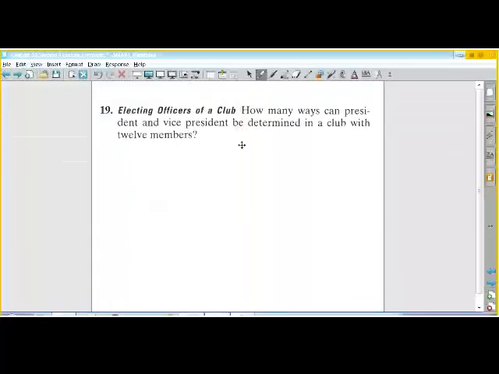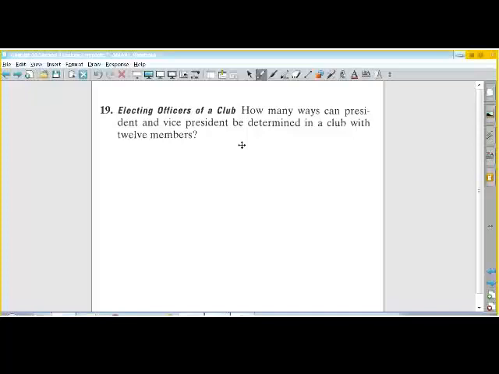Okay, one more. Here we go. How many ways can a president and vice president be determined in a club with 12 members? First question, is order important? Taylor, is it important whether you're the president or the vice president? It is, yeah, different job. Anytime you're dealing with officers, order is important.